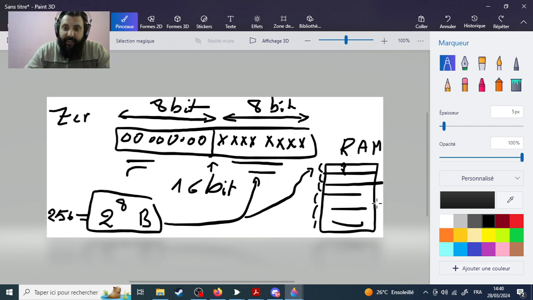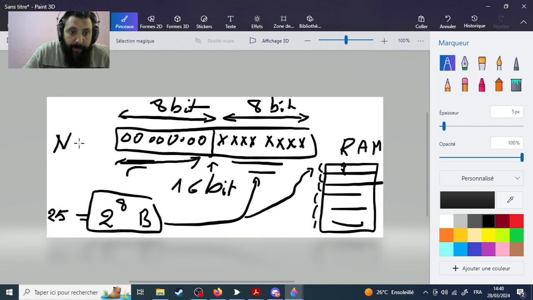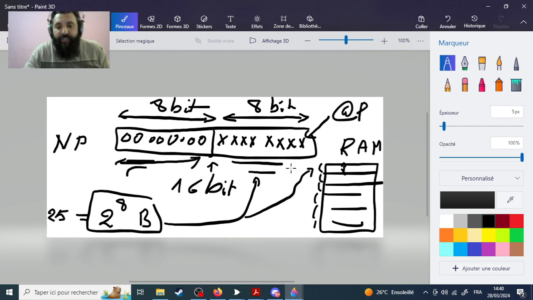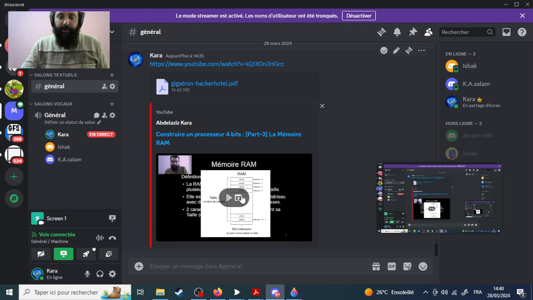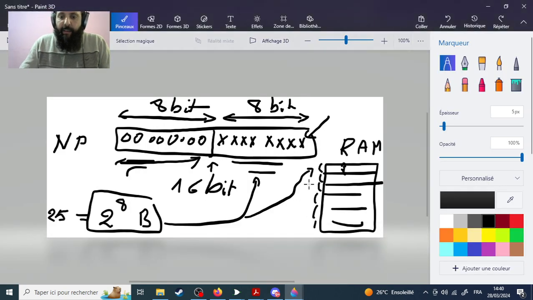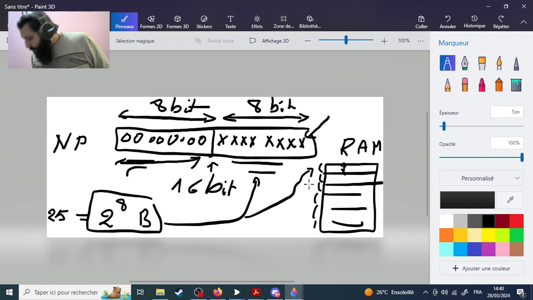This is the idea. If you divide an address into two parts, one part represents the number of the page, and the other part represents the address inside the page. To understand this process well, you have to view the video that explains exactly what segmentation or pages mean. Anyway, I have to continue. This mode is called zero page.